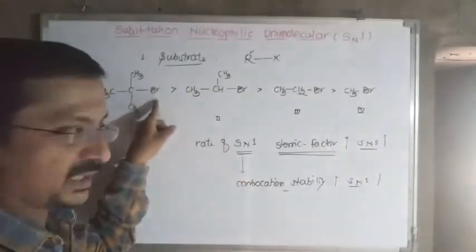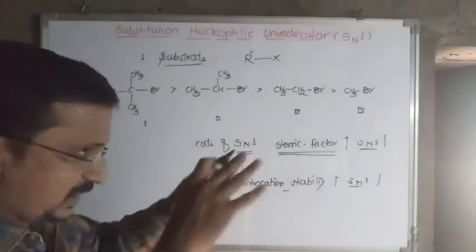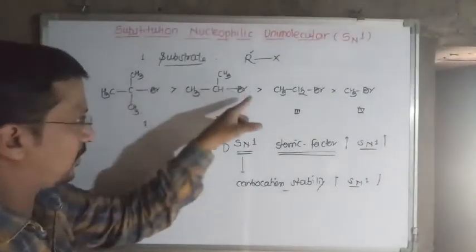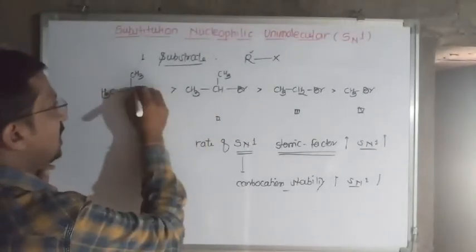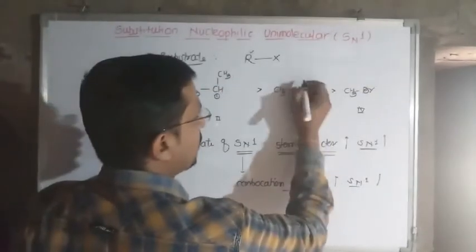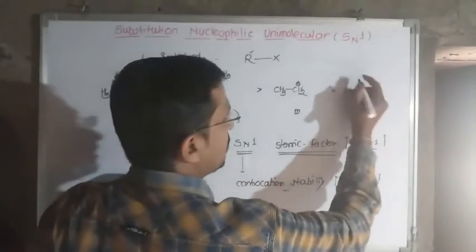If you consider the substrate, remove the leaving group first. After the leaving group is removed, a positive charge is formed. In this case the positive charge is formed on this carbon. In this case the positive charge is formed on this carbon. Here positive charge is formed, and here simply positive charge is formed.